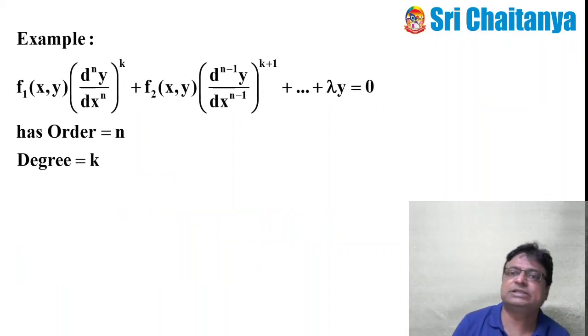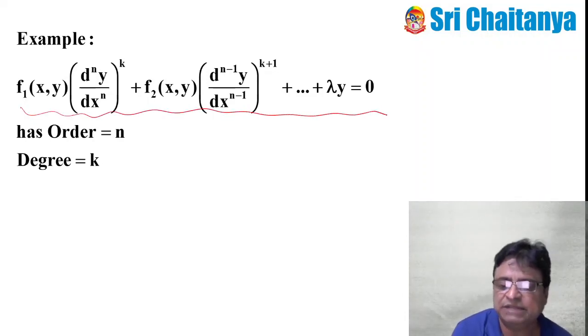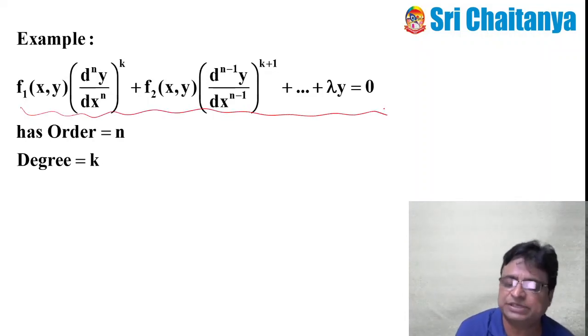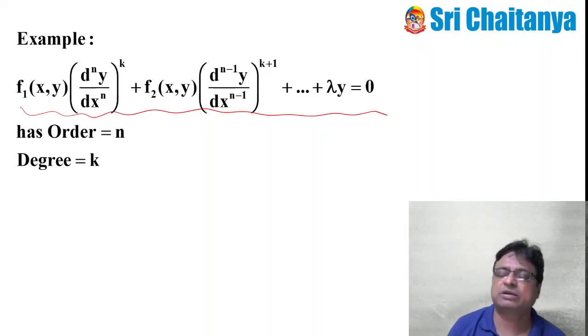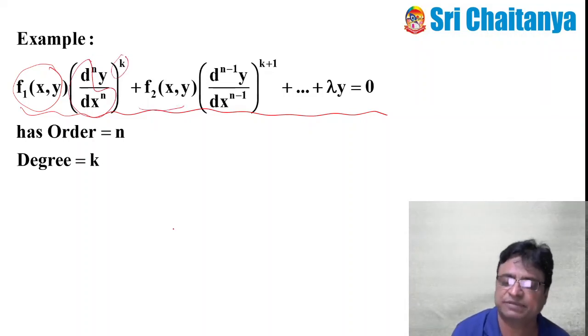See, consider this is the differential equation. See here, the motto is that it is in the form of a polynomial. It has been expressed in the form of a polynomial. There are no radicals; radicals means rational powers are not there. And f1 of x, y means it is a function in terms of x, y. This is the differential coefficient, d power n by dx power n whole power k. This is another function in terms of x comma y. This is d power n minus 1 by dx power n minus 1 whole power k plus 1, etc.